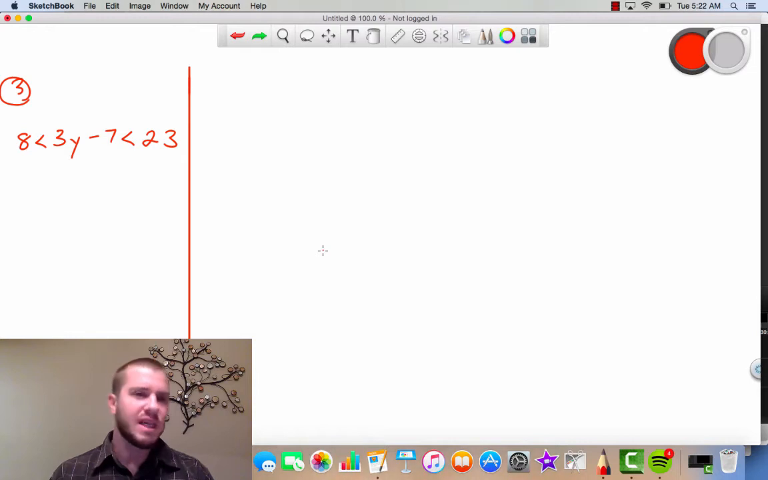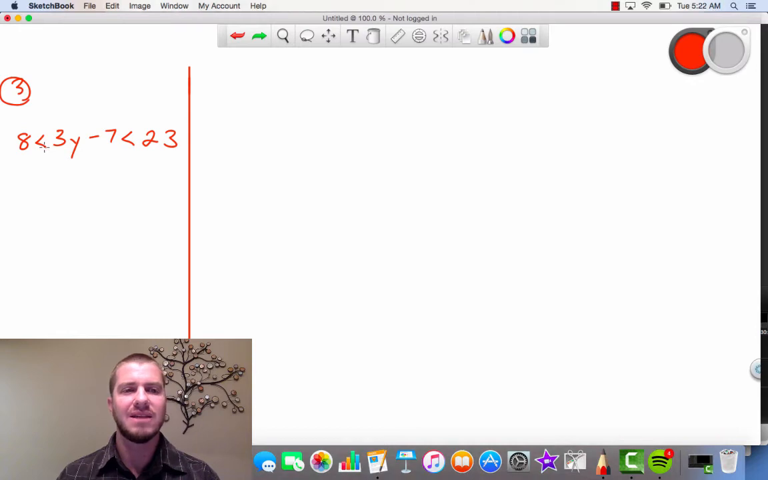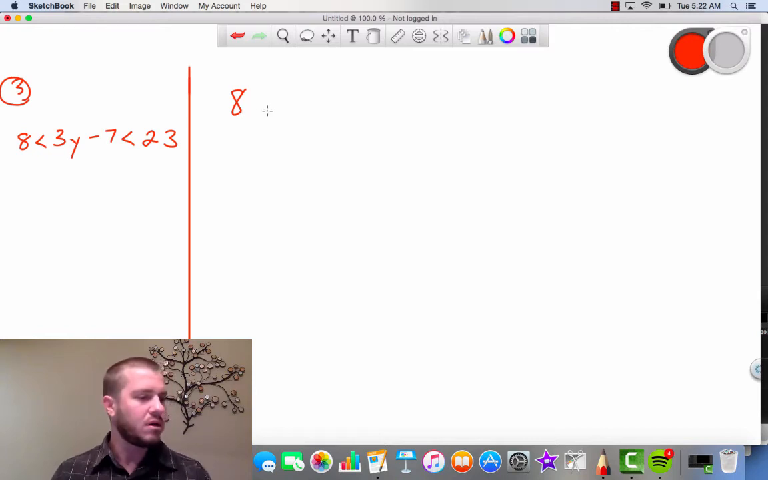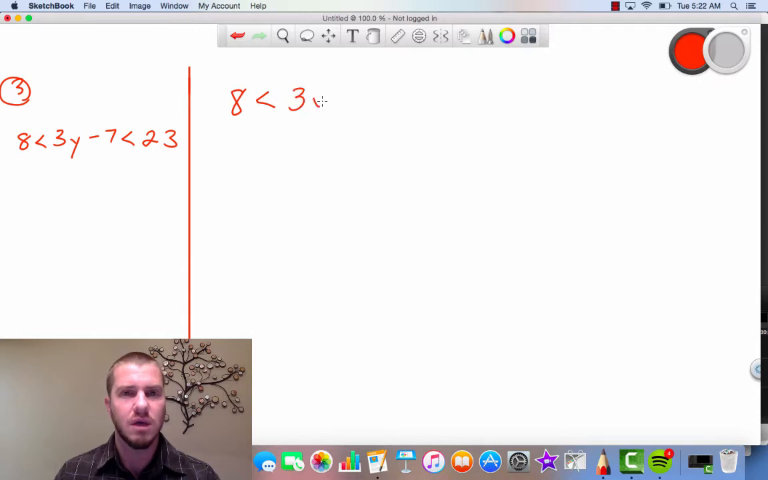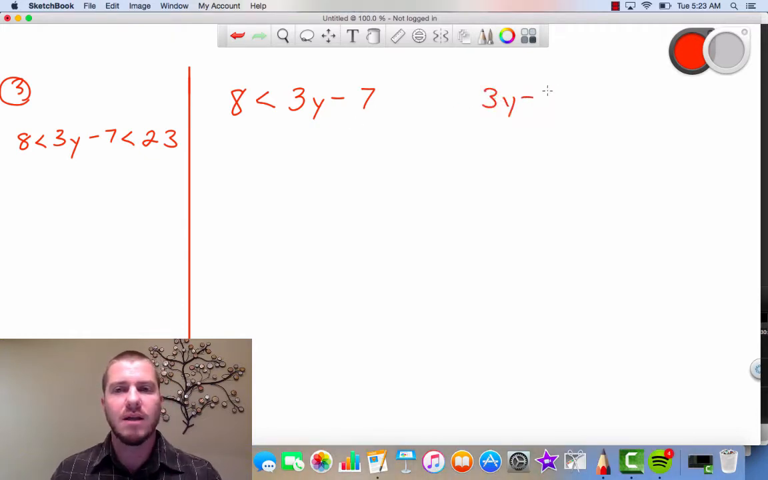So this is 1.6 now. And it's compound inequalities. So I have 8 is less than 3y minus 7, less than 23. All it is, it's two inequalities, two parts. And what you can do, I'm going to show you two different ways to do this. You can split it into two inequalities. Keep that the same. 8 is less than 3y minus 7. Keep it the same. But 3y minus 7 is also less than 23.